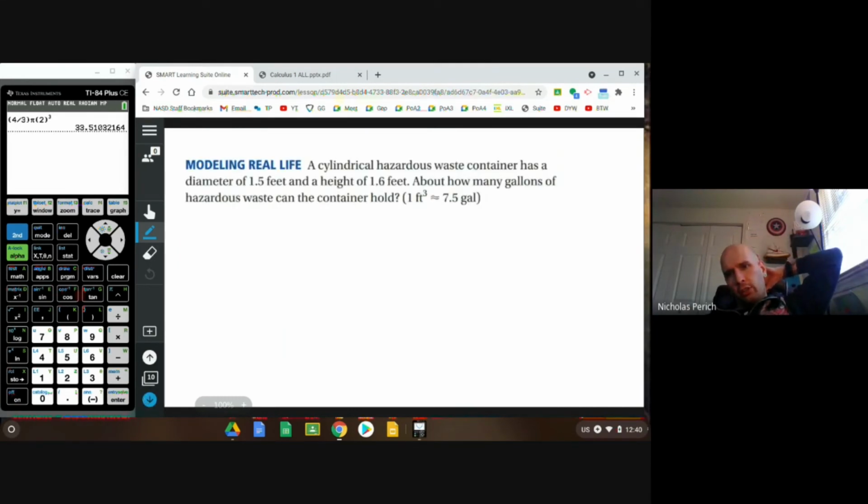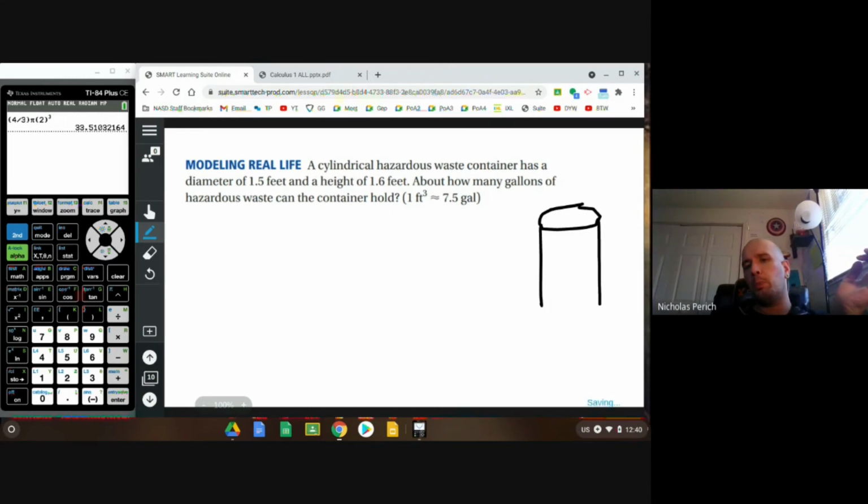A cylindrical hazardous waste container. So it's a cylinder. Let me draw a cylinder to the best of my ability. A cylindrical hazardous waste container has a diameter. Well, by golly, I don't care about diameter, do I? I care about the radius. The diameter is 2 times the radius, which means to find the radius I have to take half of this. And half of 1.5 is 0.75. That's what I care about, boys and girls.